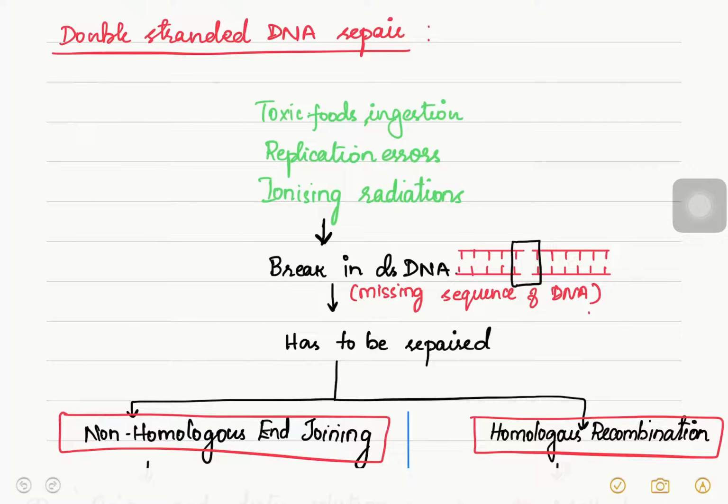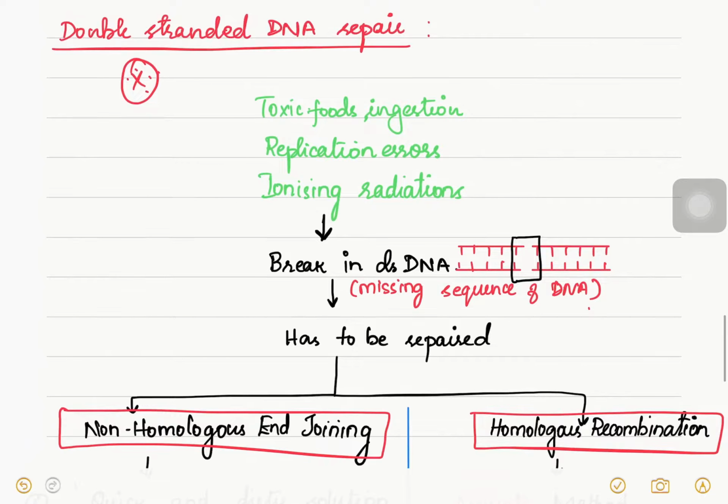Hi friends, today we are going to see about one of the DNA repairing mechanisms, that is double stranded DNA repair. We have already discussed pyrimidine dimers, base excision repair and mismatch repair. In that, one more mechanism is double stranded DNA repair. This is very important because we have two types of double stranded DNA repair.